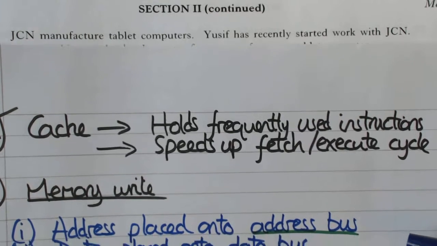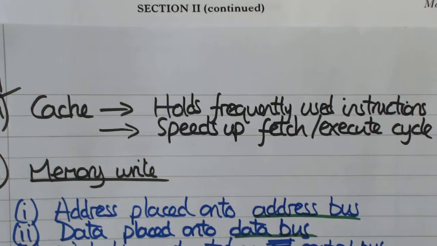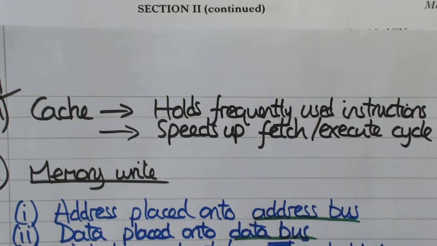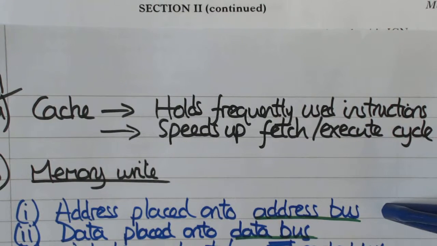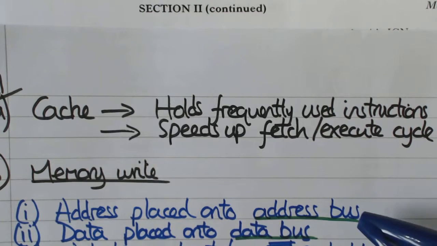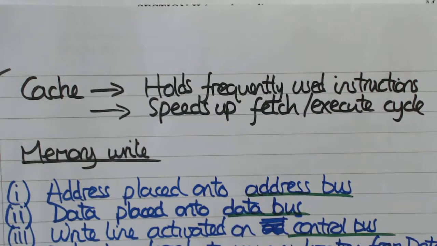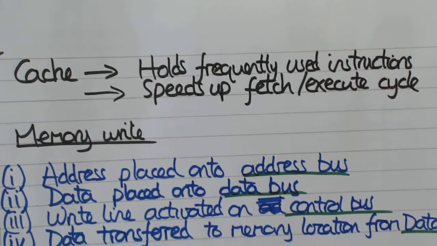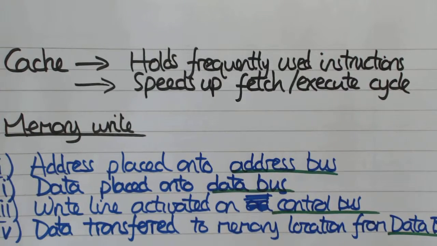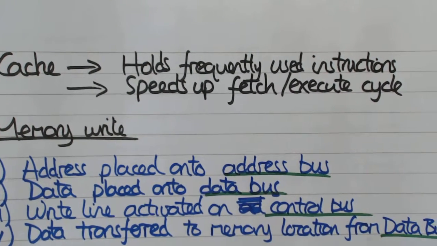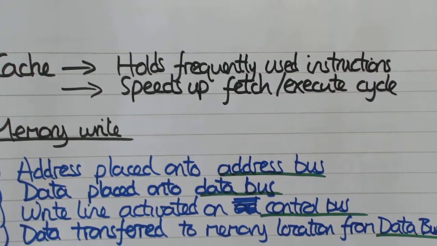You then want to get the data bus ready, so the data is placed on the data bus. Remember, keep on mentioning the buses. You can even highlight them just to keep yourself right. At this stage we've got whereabouts in memory we're going to write to, and we've got the data all set to be put into that area in memory. So you just need to tell the control bus that we're going to write to it. That just means it'll be going from the processor to memory. And once the control bus has that write line activated, the data is transferred to the memory location via the data bus.